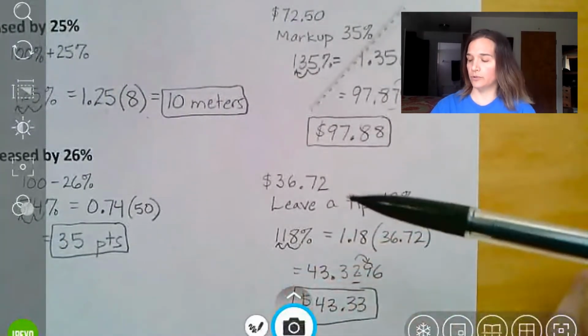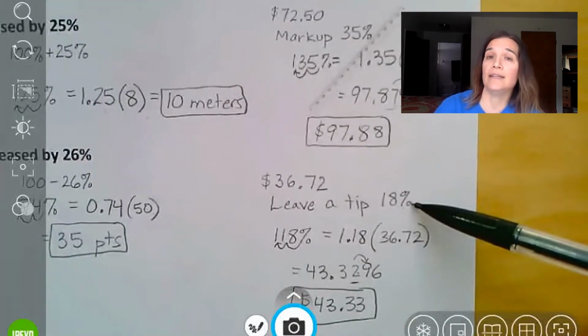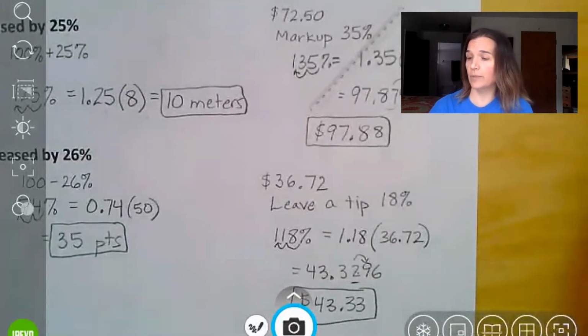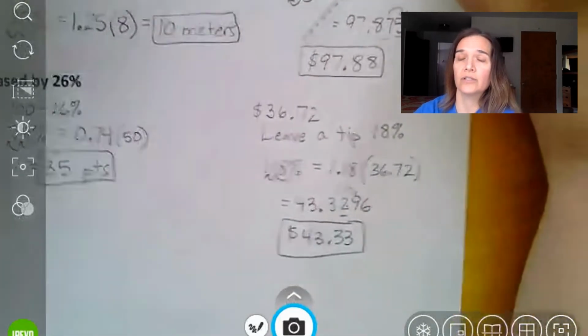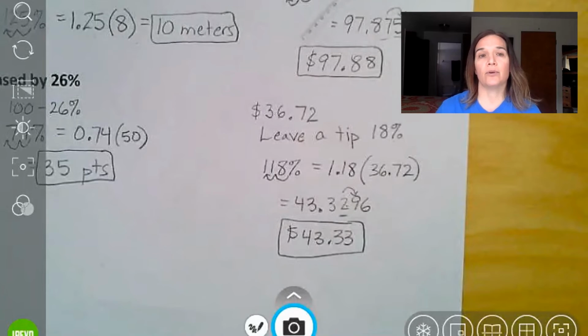So if you went to a restaurant, spent $36.72, but wanted to leave your waiter an 18% tip, you would end up spending $43.33 total in order to give that tip to that person.